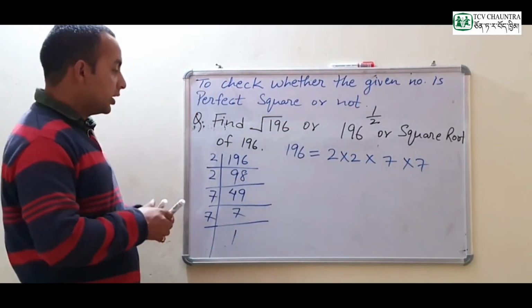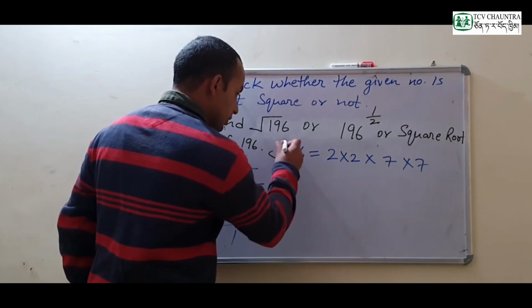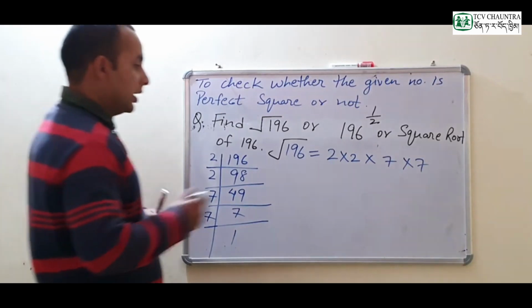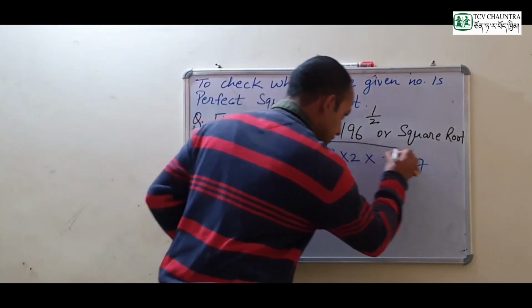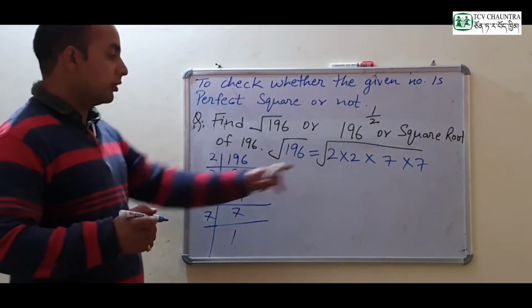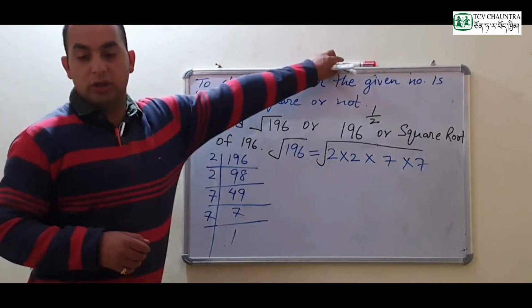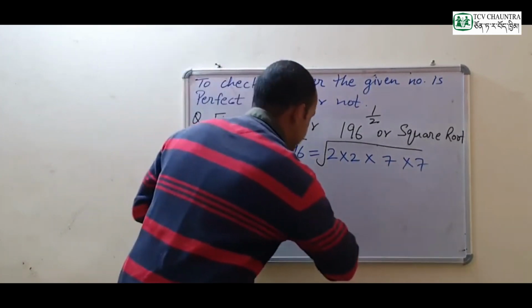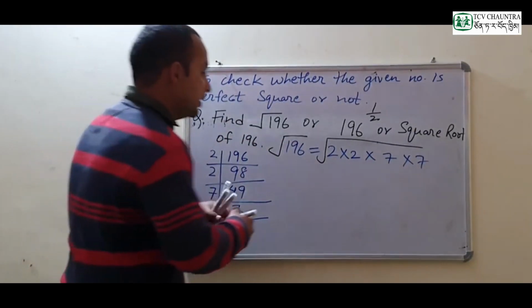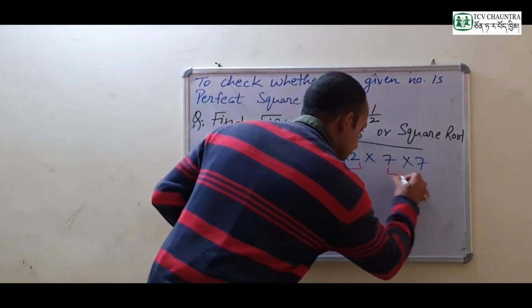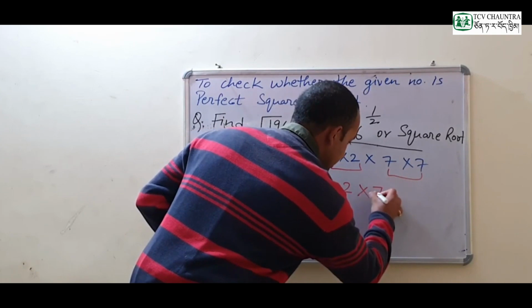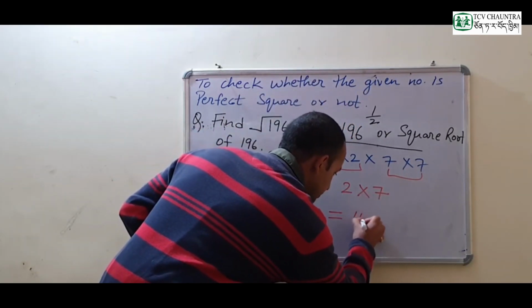Now we need to find the square root of 196 and then use the square root sign. So the square root of 196: in this we are going to write the common one only once. So 2 once and 7 once, so 2 7s are 14.